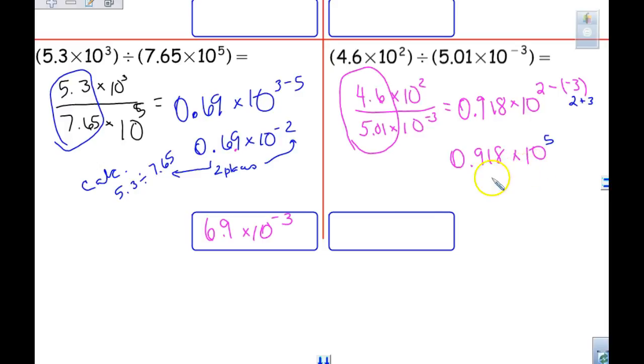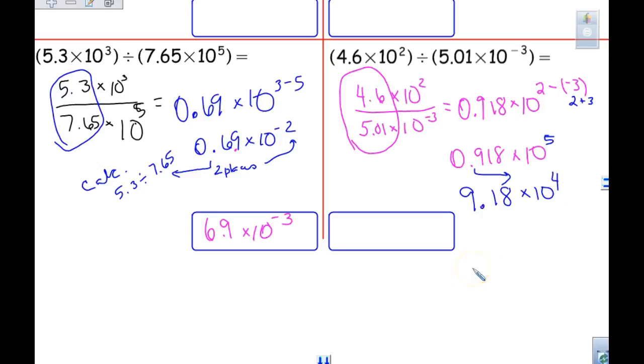Sorry about that. So, our answer at this point is 0.918 times 10 to the 5th. I need to write it in scientific notation. This is telling us to move it 5 places. We now want to look at our final answer in scientific notation, 9.18, Haley, times 10 to the what place? Before I was moving it 5, now I'm going to place it here. 4 or 6? 4.